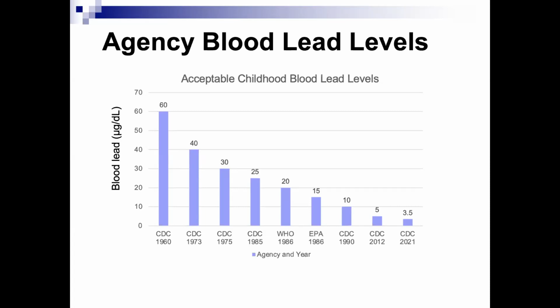And so you can see that from 1960 to 1990, we went from 60 to 10 micrograms per deciliter. Then we went to 5 in 2012. And in 2021, we went to 3.5. And this again is for children, and typically, we're talking about from 0 to 72 months of age, or 6 years of age.